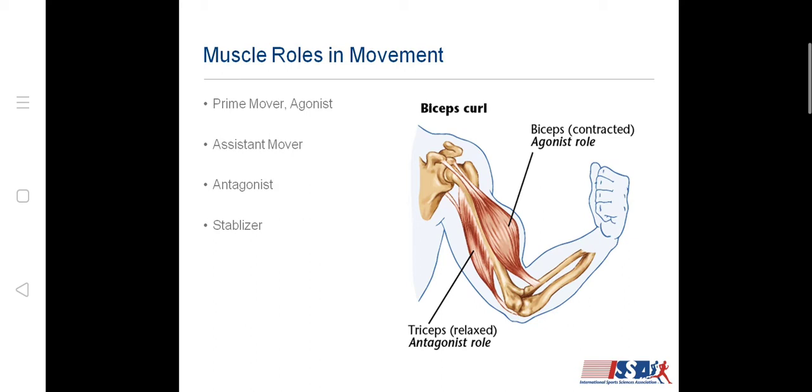An antagonist muscle has an action directly opposite that of the agonist. For example, the triceps during the concentric contraction of a bicep curl. A stabilizer muscle is a muscle that steadies or holds a body part in place. The role of a particular muscle will change depending on the movement.